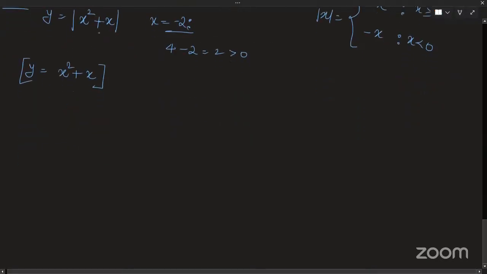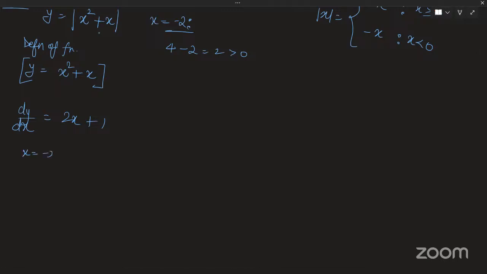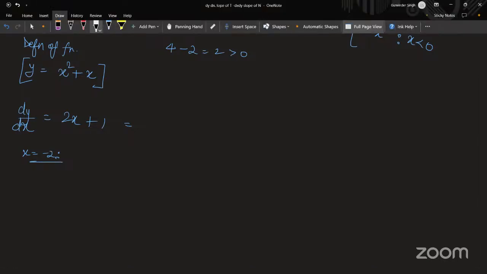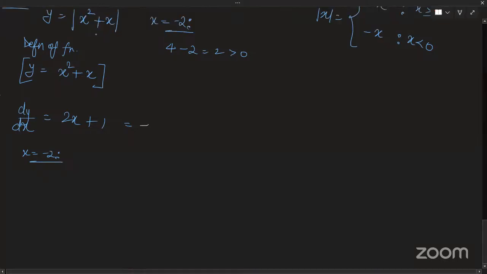So this will be the original definition of the function. Now can I differentiate it? Obviously I can differentiate it. Can you tell me what is the derivative? 2x plus 1. Yes, polynomials are really easy. And the value of x I already know, the value of x is minus 2. So can you tell me what is the value of dy by dx when x is minus 2? Minus 3, right?